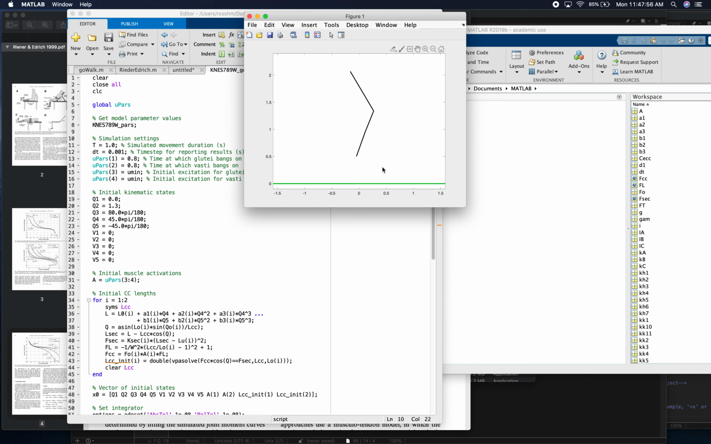We still need to add foot ground contact, and we still need to revise our initial states of our model to get it into an initial squatted posture, and then we will be ready to jump. So we will launch into those final two tasks next time.